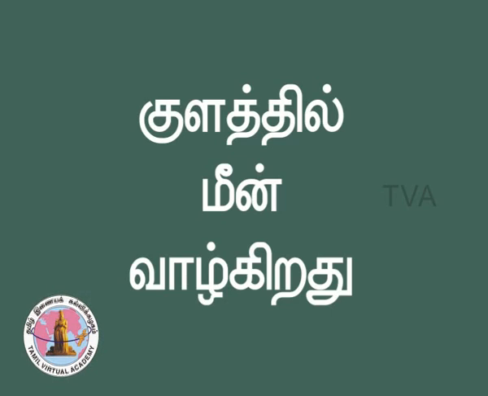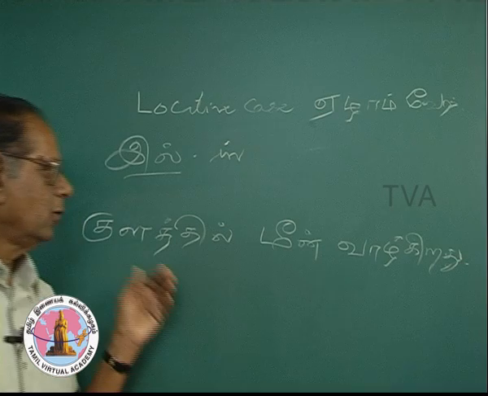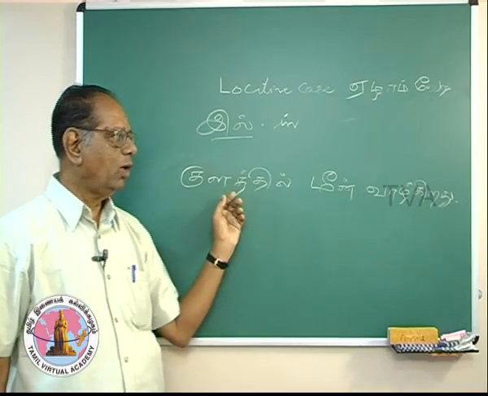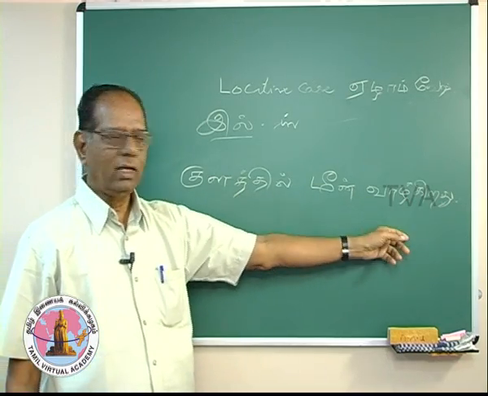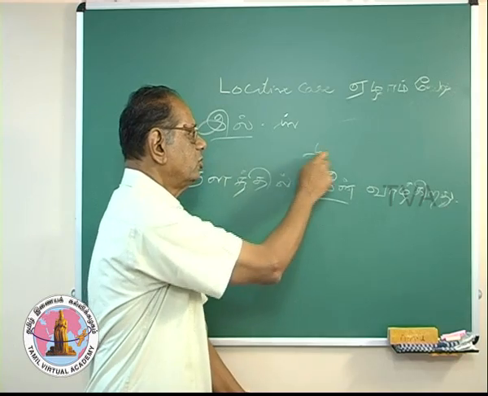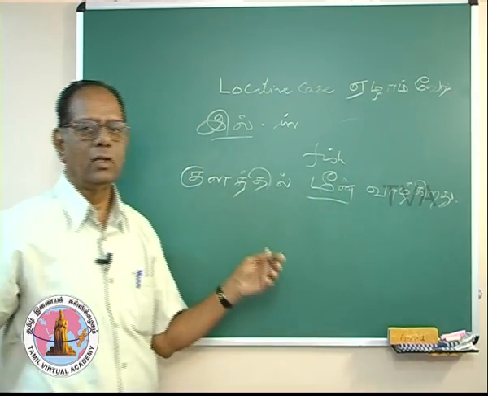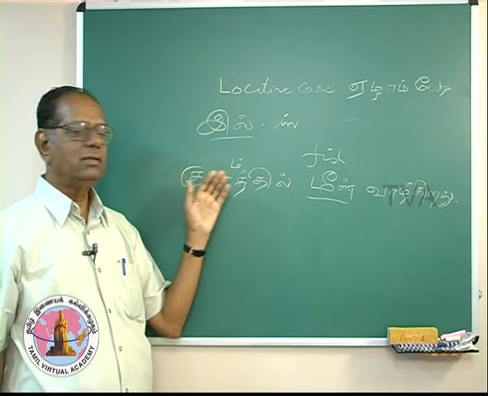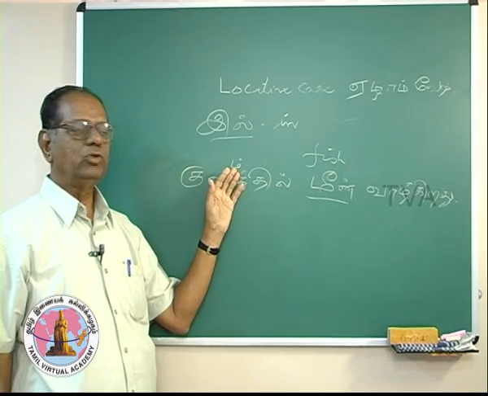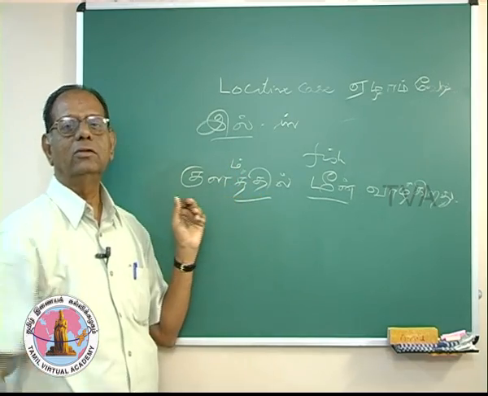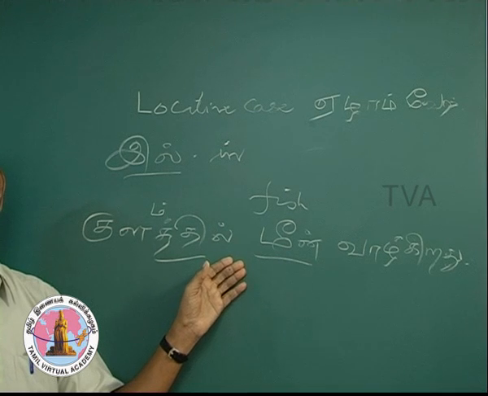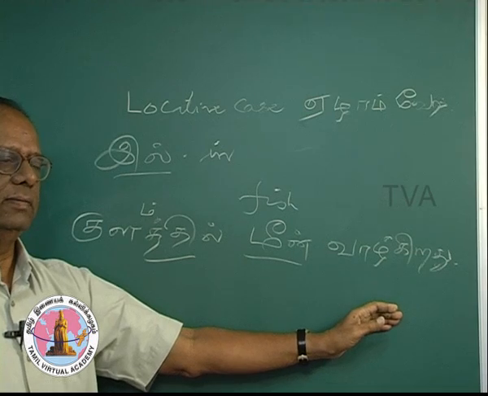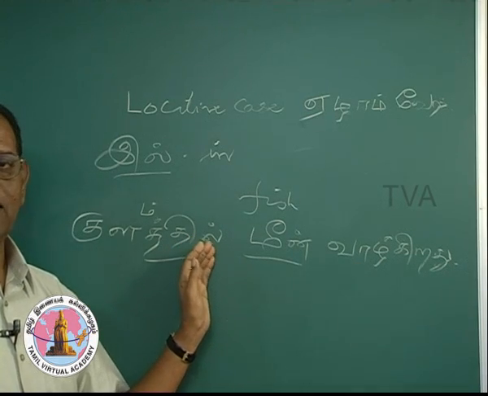குளத்தில் மீன் வாழ்கிறது. Meen means fish. குளம், a tank. Kulam is a word which ends with am, so naturally it takes attu and then the case marker is added. குளத்தில் மீன் வாழ்கிறது. So il stands for in.